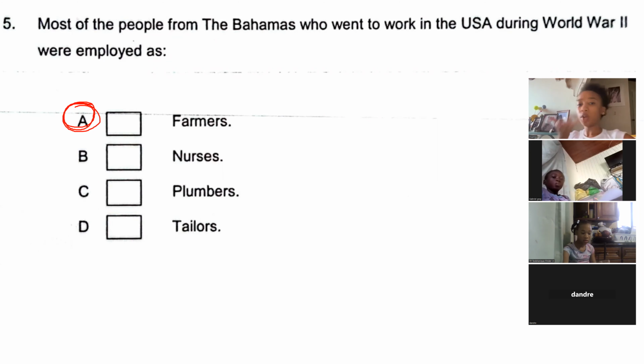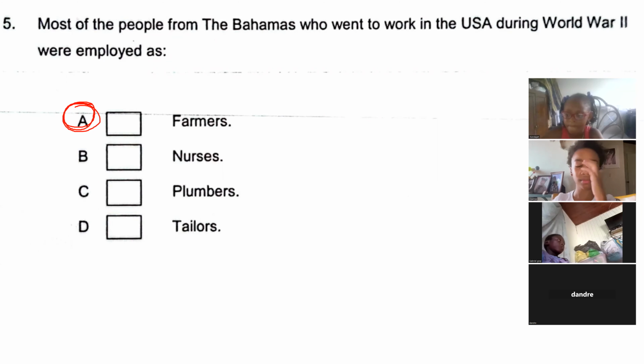Most of the people from the Bahamas who went to work in the USA during World War II were employed as A. Farmers, B. Nurses, C. Plumbers, D. Tailors. The answer is A, farmers. Very good. So the people who went to work in the United States during World War II were farmers. All right.